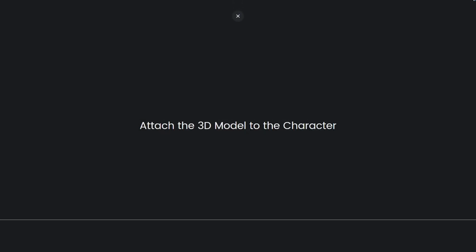Now, attach the 3D model to the character. So, in the script, create a function that will attach the 3D model to the player's character. You will need to find the character's right arm attachment to position the view model properly. Use the CFrame property of the mesh part to adjust the position and orientation of the view model to match the player's hand.